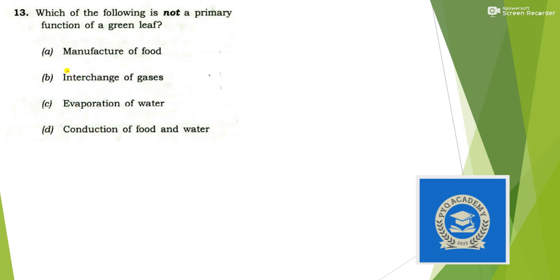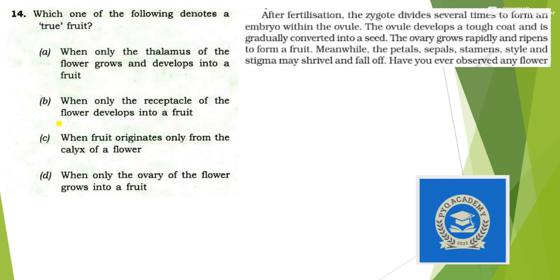Let's move to the next question. Which of the following is not a primary function of a green leaf? It manufactures food, yes. It exchanges gases through stomata, yes. Evaporation of water by the process of transpiration, yes. Conduction of food and water, no, it is done by xylem and phloem. These are specialized tissues. So the answer is option D. Let's move to the next question.